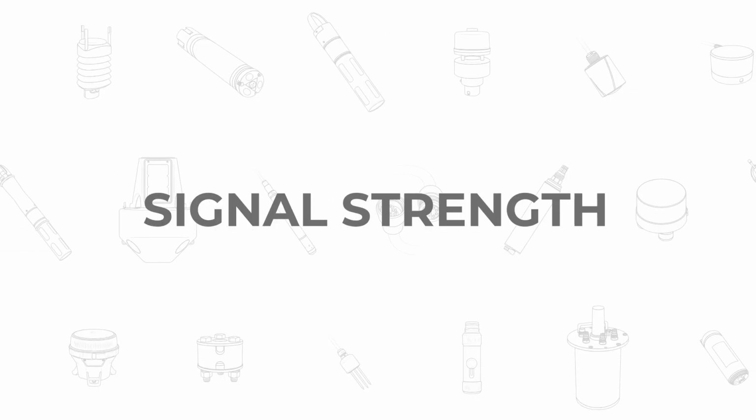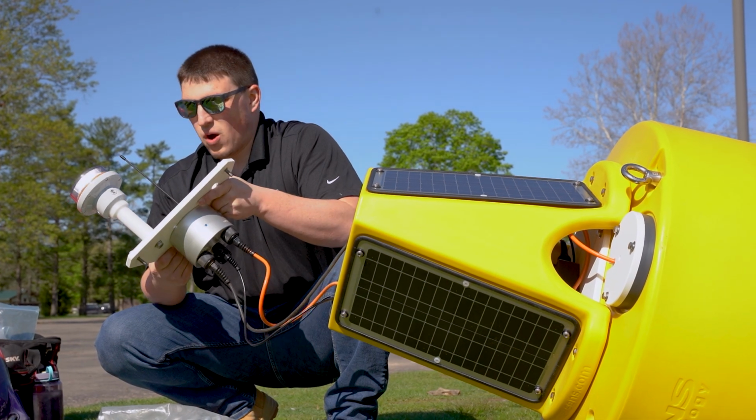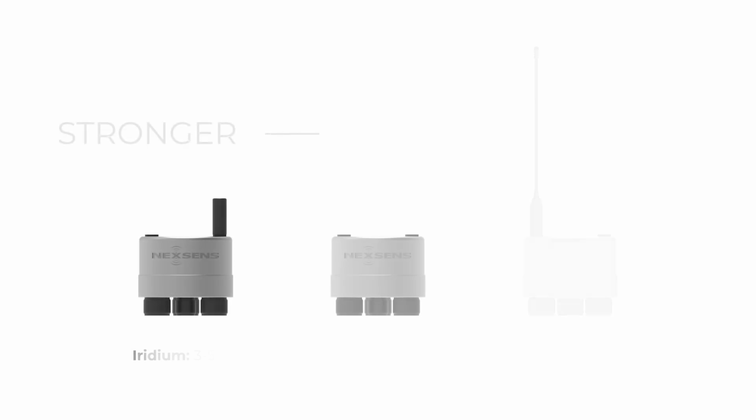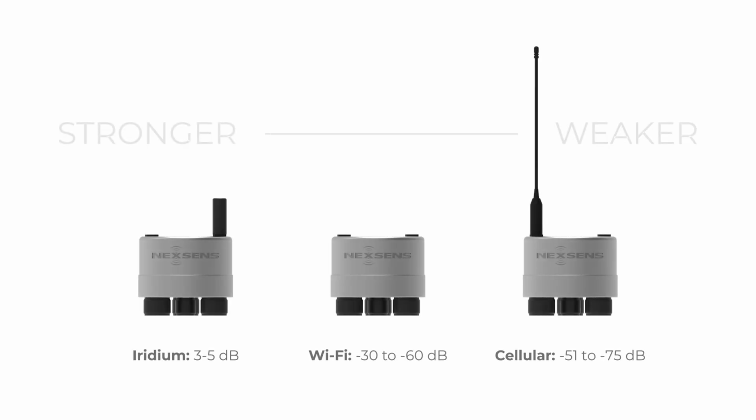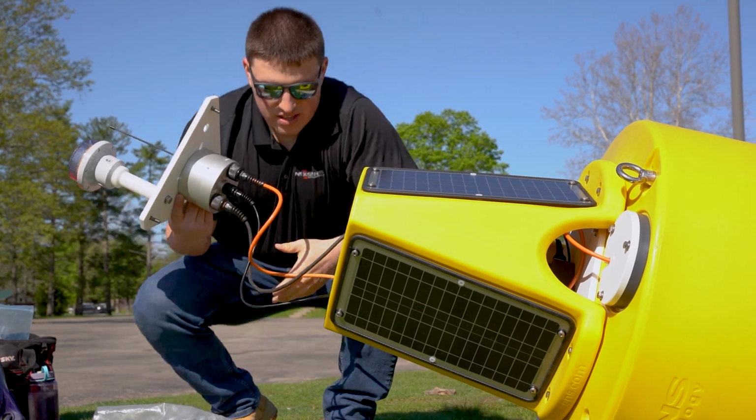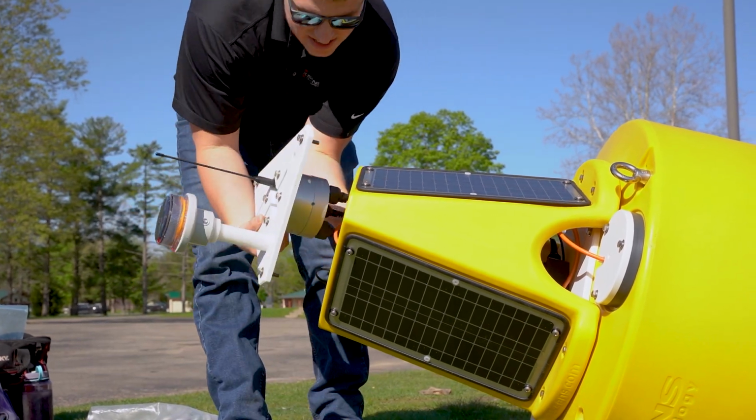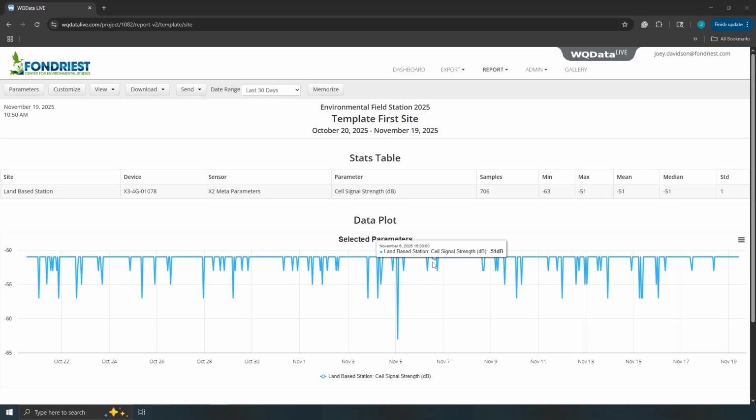A change in telemetry signal strength may also be a factor, with stronger signals having values closer to 0 or, in the case of iridium, more positive. Poor signal strength will require field troubleshooting. To view trends, use the WQ Data Live reporting tool to view signal strength.